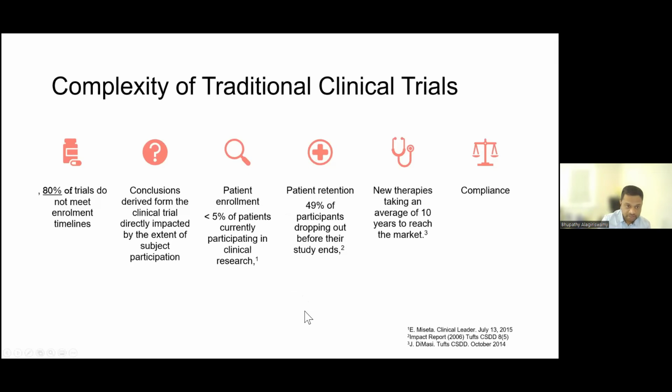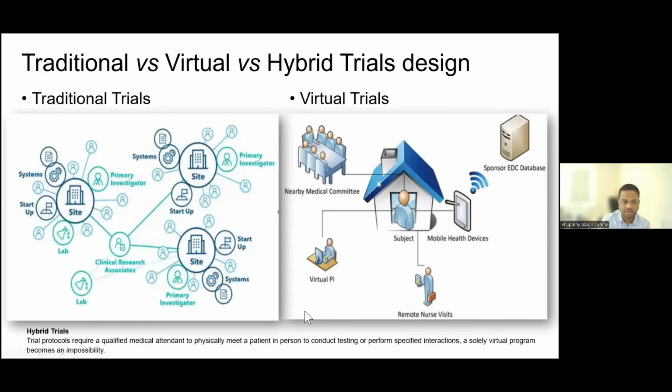These are the major complexities of traditional clinical trials, and the process also needs many sites, and a number of site staff like investigators, systems, study startup staff, site monitors and everything. It's too many people. But in virtual trials, the subject is at home in a relaxed mode, sitting watching TV, and he can participate in the clinical trial. He can parallelly send information through a mobile health device that transfers to the EDC, with a remote nurse visiting the patient's home, or a virtual PI where he can clarify any questions, and a nearby medical committee if urgent medical care is required.